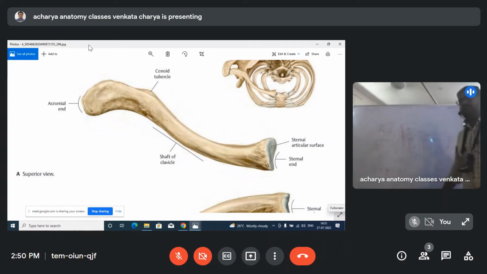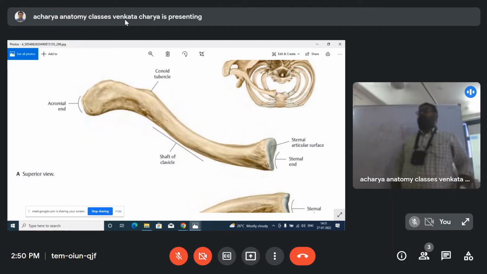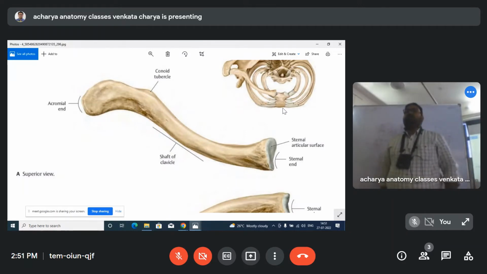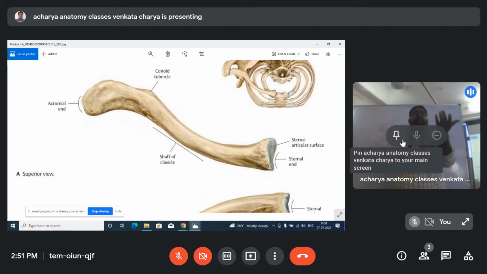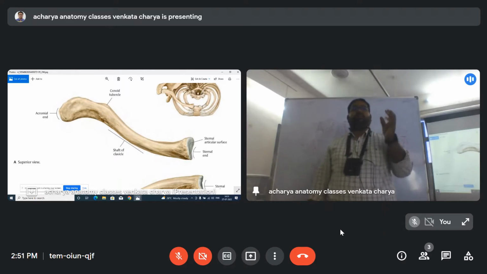Upper limb classes, right? In the upper limb, there is a presence of: number 1 is the clavicle, number 2 scapula, and number 3 humerus, radius, and the 8 carpal bones, 5 metacarpal bones, and 14 phalanges.